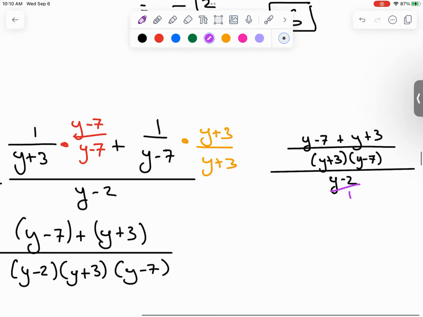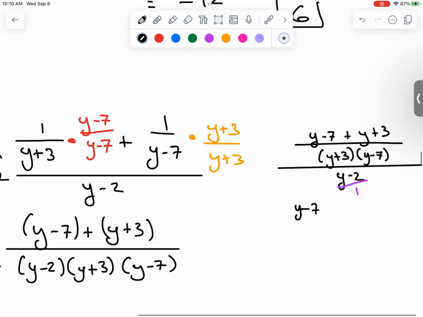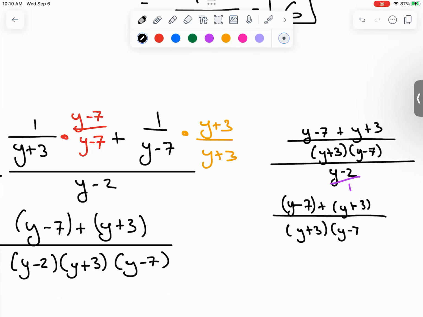So then there's this extra step. This becomes y minus 7, and you could simplify it as this is going along, and then y plus 3 all over y plus 3 times y minus 7, times 1 over y minus 2, which is how I arrive at that next step, by the way. Now, it's not wrong to leave it just as it is, and you can cancel it at the end anyways, but that's just the way I did it. All right.